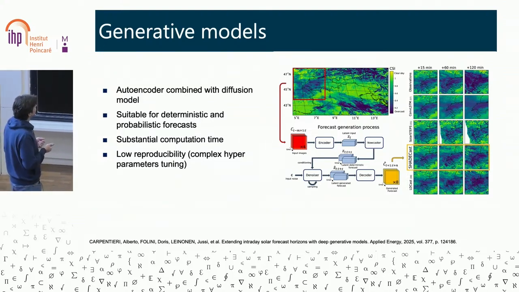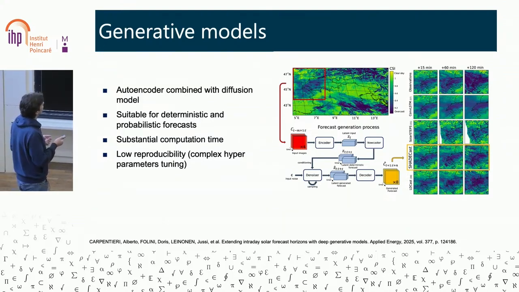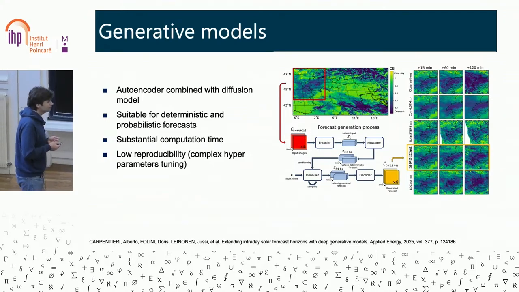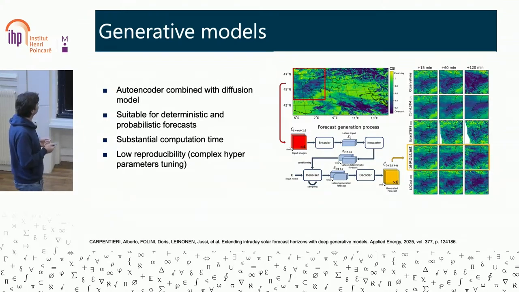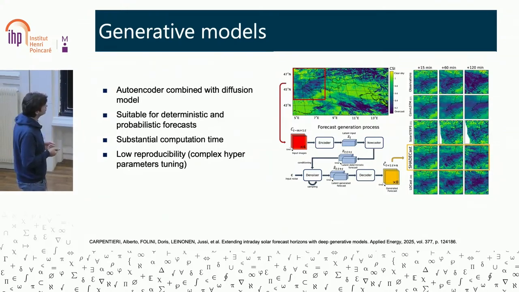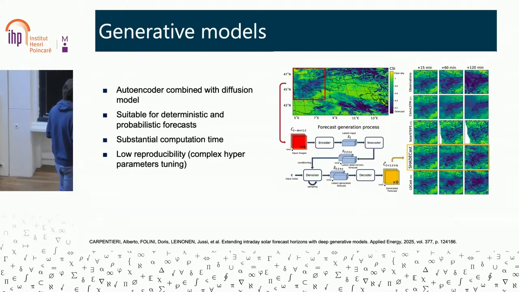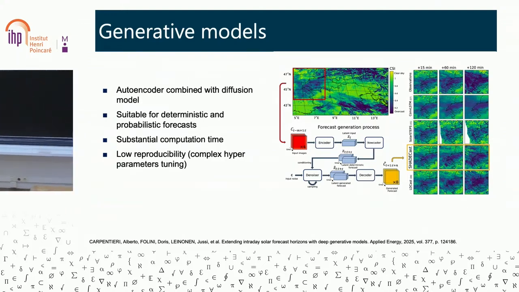So there is a recent work on it to do forecast generation. The drawback of generative models is that there is a big computation time, and it's not easy to reproduce, because the hyperparameter tuning is very complex in such an approach. So this is very new research. This is the beginning. It looks promising, but there are still difficulties to implement such a method.